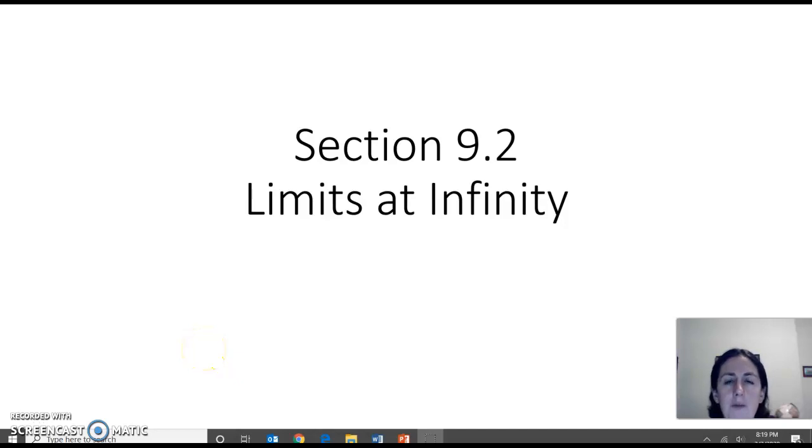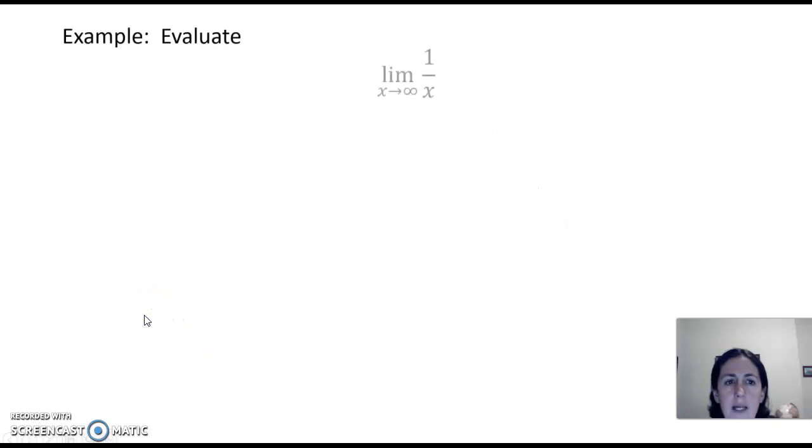Today we're going to talk about the first part of section 9.2, limits at infinity. So for example, what if we wanted to look at the limit as x is approaching infinity of 1 over x? What does it mean for x to approach infinity? That means x is increasing positive without bound. In other words, it's getting bigger and bigger and bigger in the positive direction.